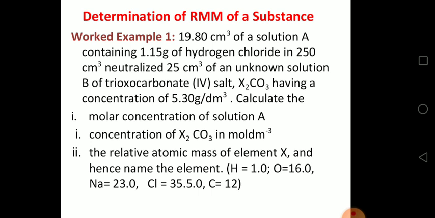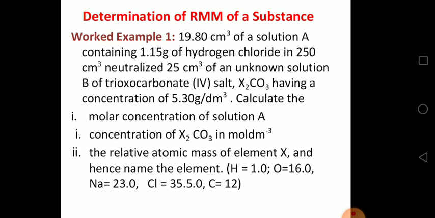Concentration of X2CO3, that's the trioxocarbonate(IV) salt, in mole per dm cube. And lastly, you are to determine the relative atomic mass of element X given the following parameters. Hydrogen is 1, oxygen is 16 in terms of the atomic mass, and sodium is 23, chlorine is 35.5, and carbon is 12. I want us to take a close look at the question.